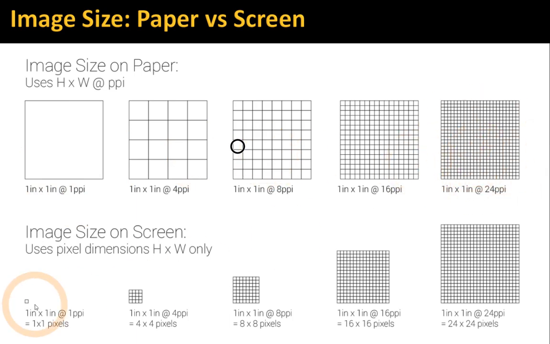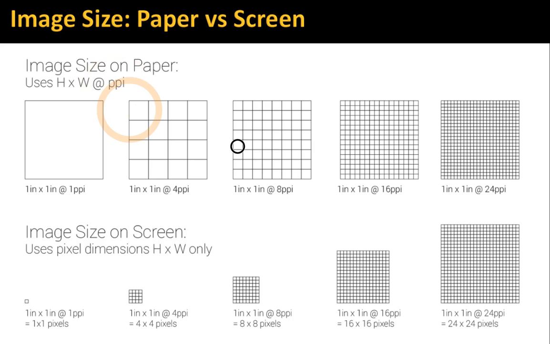But if I look at it on screen, I might say 1 pixel is actually going to scale down to this tiny little thing, whereas the 24 pixels per inch is going to give me a larger image. Now, truth be told, that's almost the size of 24 pixels for real. So you can see that when it comes to screen versus paper, that pixel per inch setting really does matter quite a lot.